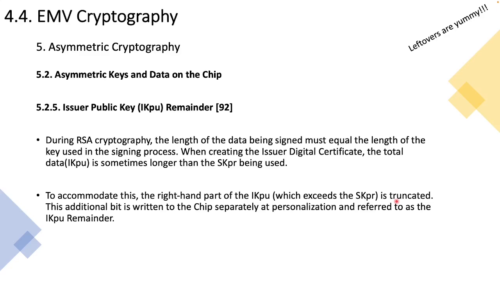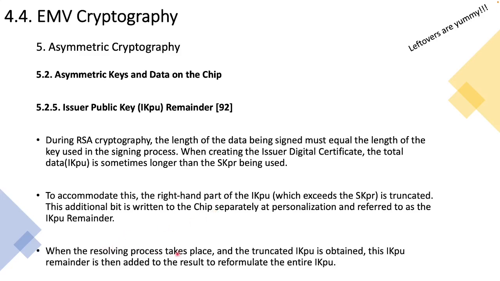We then create the digital certificate, and they pass it back to the issuer. The issuer at some point will write it to the card with the key index. But the truncated bytes, the 8 bytes that we truncated, we will now write as the issuer public key remainder onto the chip.